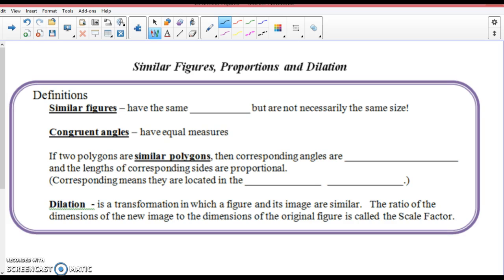Similar figures have the same shape, but are not necessarily the same size. One is either smaller or bigger than the actual. One shape and it's stretched out or shrunk down, depending. But they are proportional. Congruent angles have equal measures.